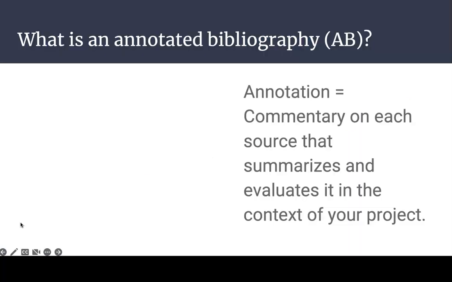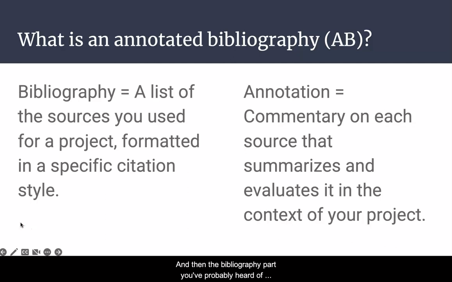So let's talk about what it is. The part that you might not be as familiar with is the annotation, which is a commentary on each source, and it should include a summary as well as some evaluation of that source in the context of your project. And then the bibliography part you've probably heard of before. That is a list of the sources you used for a project in a specific citation style that might include MLA or APA or AMA or other kinds of styles that are out there. Your professor should let you know which citation style you're supposed to be using. So put that together, you have a list of your sources that you provide a summary and evaluation of.